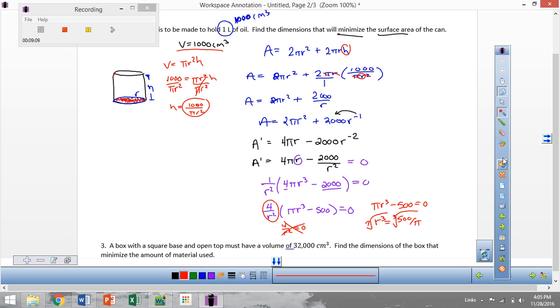And now I want to do the test with this. So is this number the cube root of 500 divided by pi? What I'm trying to do is minimize. I need to make sure that this is a minimum. So I want to see that I go from decreasing to increasing, so that I hit a minimum at the cube root of 500 divided by pi.